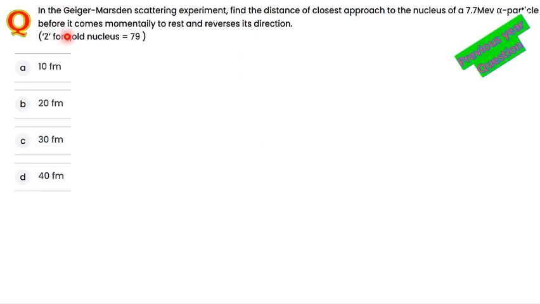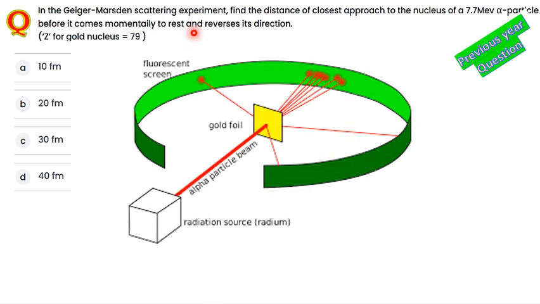Now the next question is on the Geiger-Marsden scattering experiment. Find the distance of closest approach to the nucleus of a 7.7 mega electron volt alpha particle before it comes to rest. Let me tell you what the Geiger-Marsden experiment is. A radioisotope emits radioactive particles, here alpha particles. Once they interact, they get scattered in all directions. With the fluorescent screen, we can observe this.